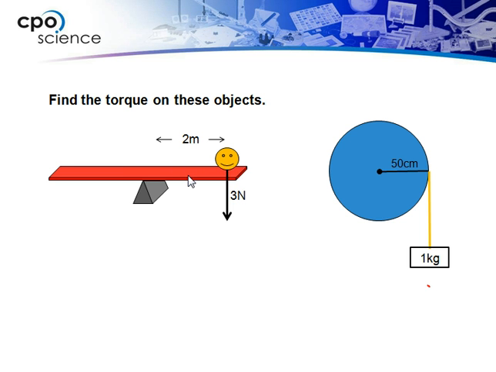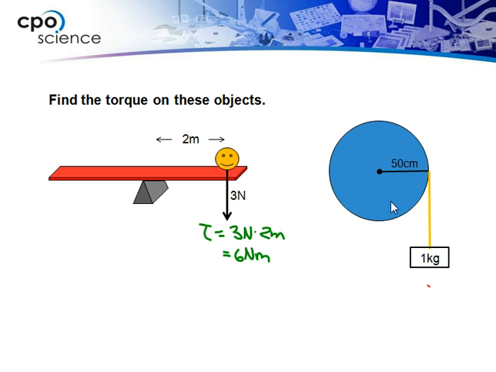So here we have a situation where we have somebody on a seesaw or a bench with a balance point. This person happens to weigh 3 newtons. That's a force of 3 newtons, their weight. And they're sitting a distance of 2 meters from the balance point. We want to find the torque on this object. Well, here's the force right here, and here's the lever arm. Lever arm is 2 meters, force is 3 newtons. So we have a torque of 3 newtons times 2 meters, which gives us 6 newton meters. That's a pretty straightforward example.